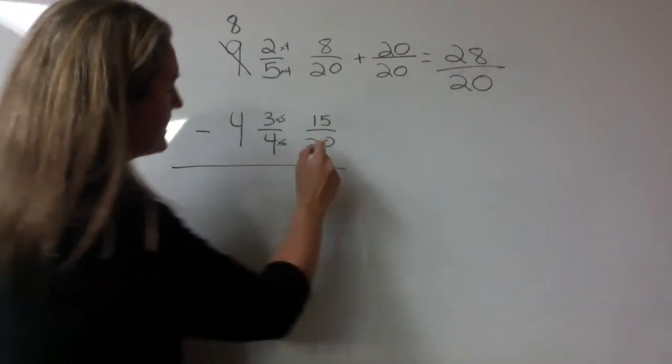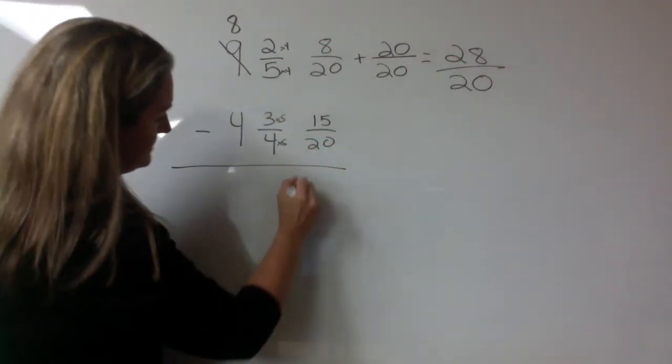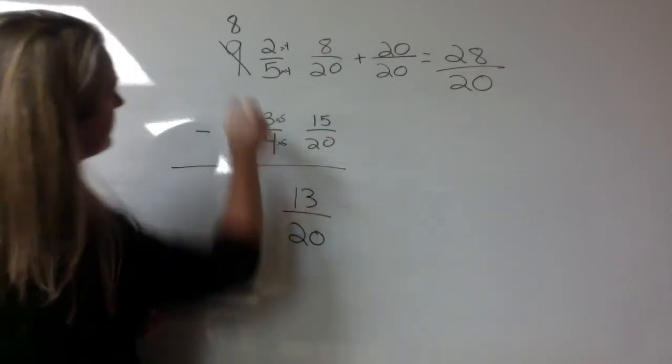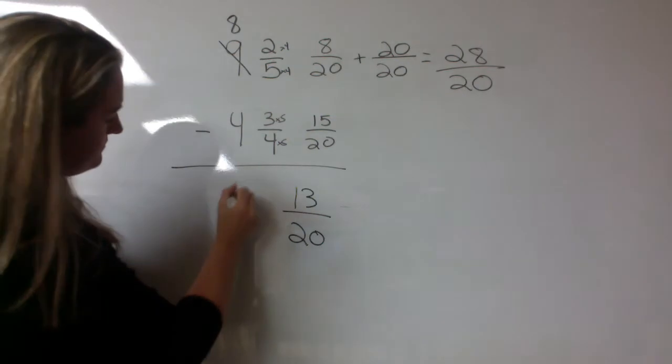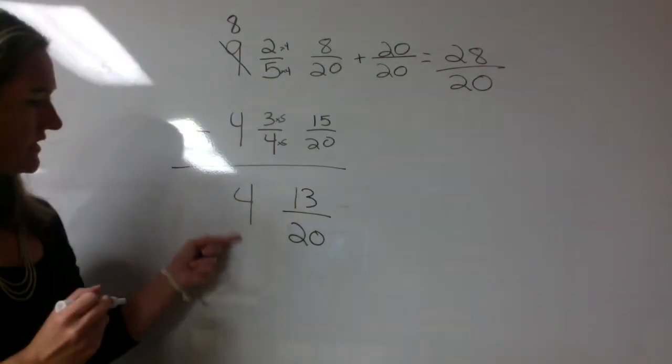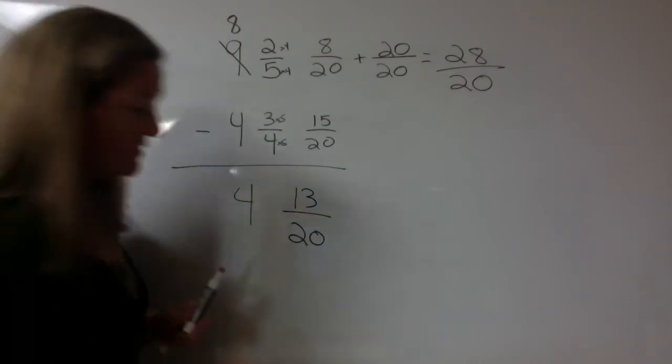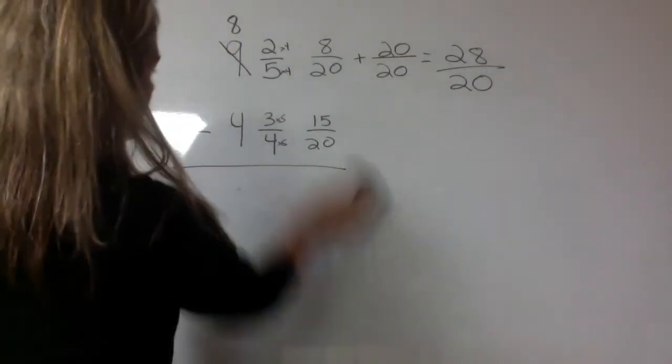Okay, so 28 minus 15. Okay, so that's 13, and then the 20 stays the same. Okay, and then 8 minus 4, that's 4. Okay, so 4 and 13/20. Okay, let's double check. Is it simplest form? Yes. All right. Okay, now sometimes you may have instances like this.